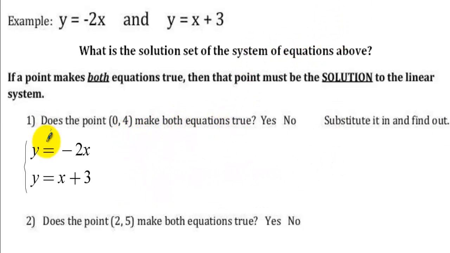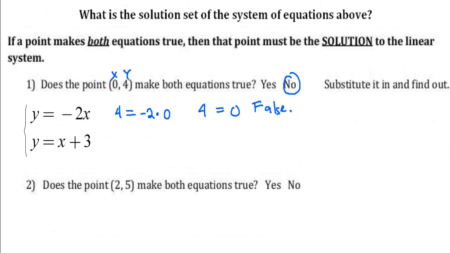So we are going to plug in 0 for x and 4 for y. For the first equation, y is equal to 4, so 4 equals negative 2 times our x, which is 0. From here, we can say that 4 equals negative 2 times 0, which is 0. So we have 4 equals 0, which we know is a false statement. Since the first equation is already false, we can say that (0, 4) is not a solution to this system. So this one is no.